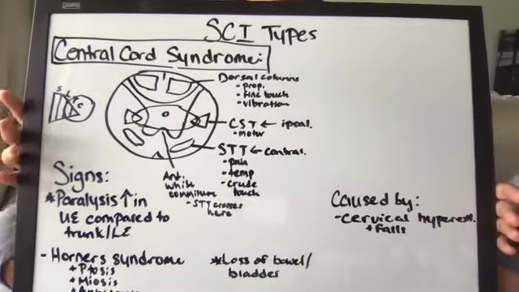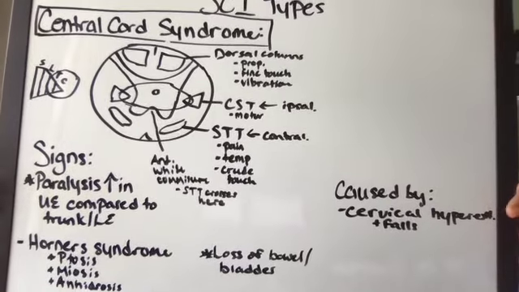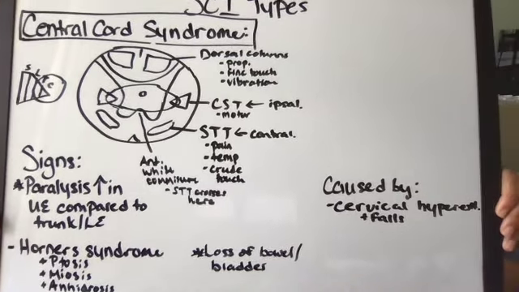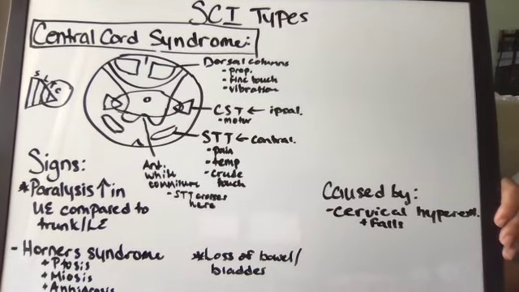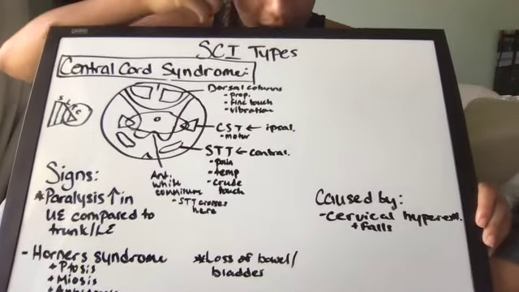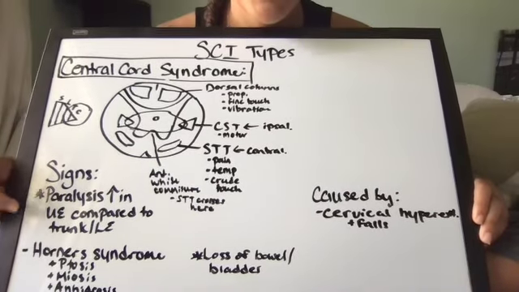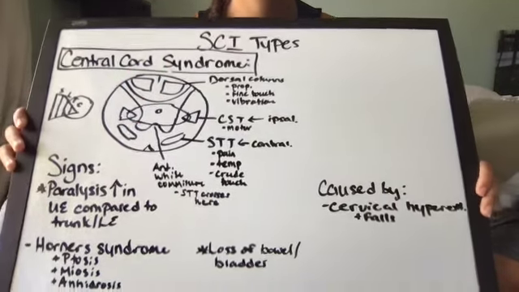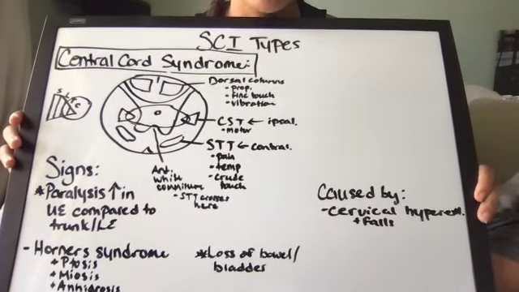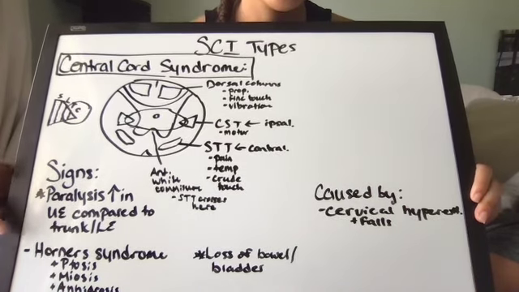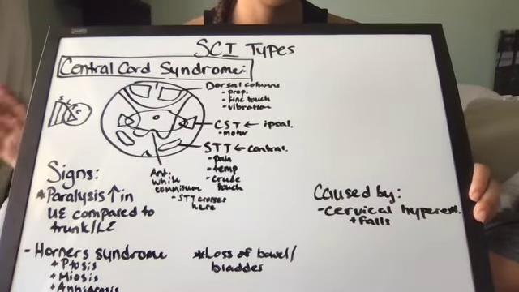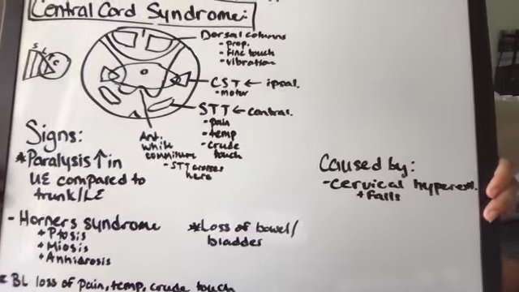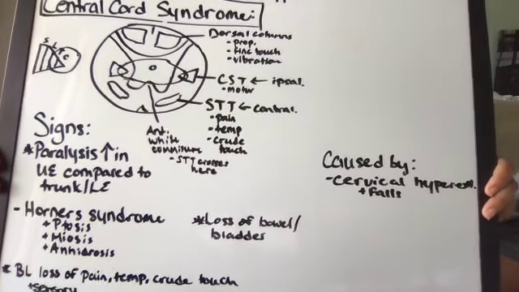And then also, the one that I skipped is sometimes you'll see a patient present with Horner syndrome. And I've talked before, Horner syndrome is ptosis, which is eyelid drooping, and miosis, which is pupillary constriction, so your pupils get small, and anhidrosis, which is lack of sweating. So sometimes you'll see Horner syndrome as well, but what I really want you to remember for this one is paralysis that's more in the upper extremities, hands and arms, compared to the lower extremities and trunk.